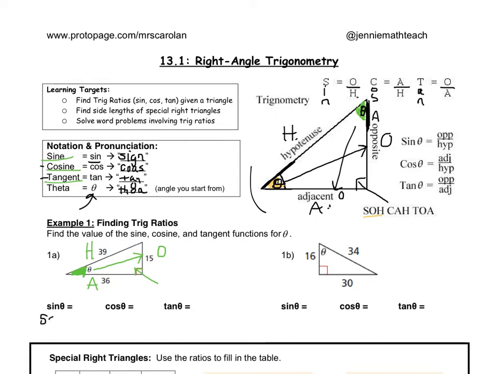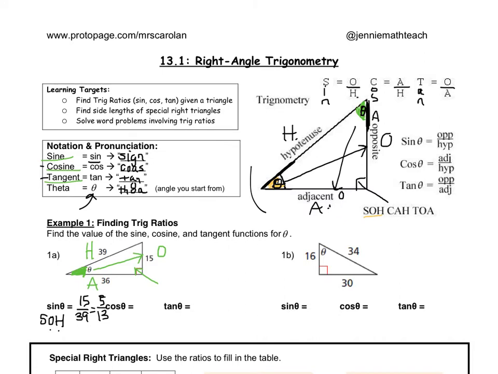So let's write the function for sine. I know sine is SOH, so we need the opposite on top of the hypotenuse. So we'll write 15 over 39, and if you can reduce, reduce. This reduces to 5 over 13.